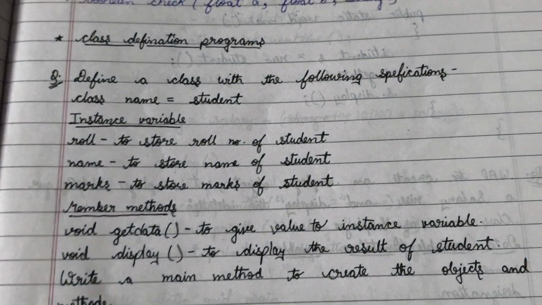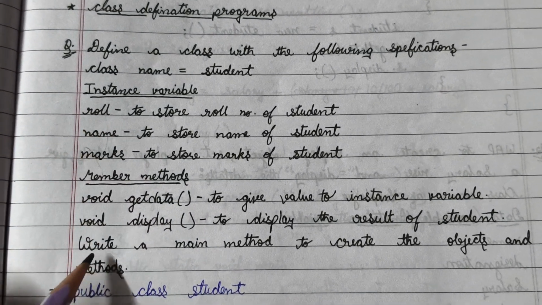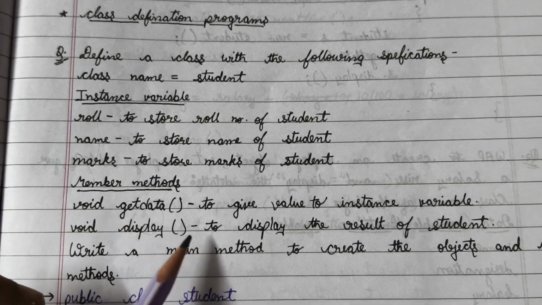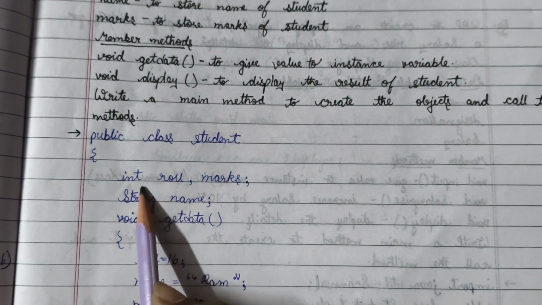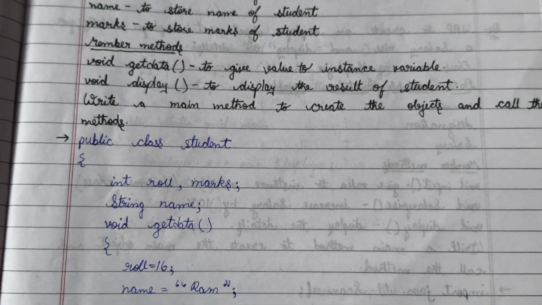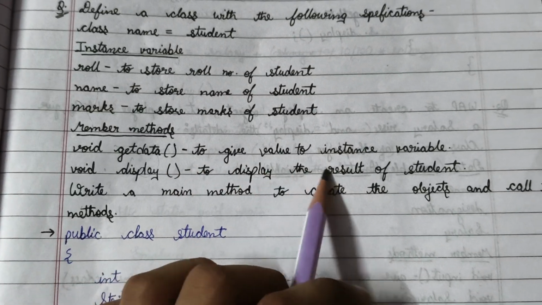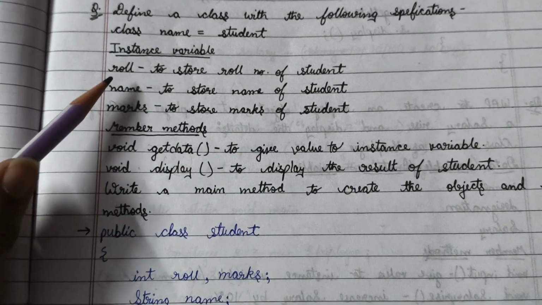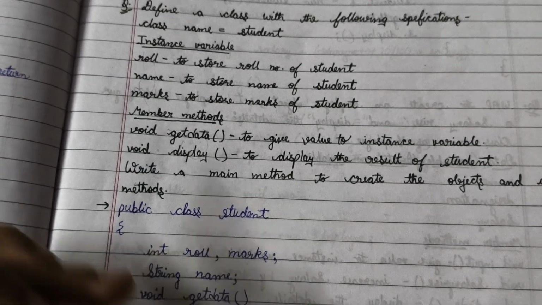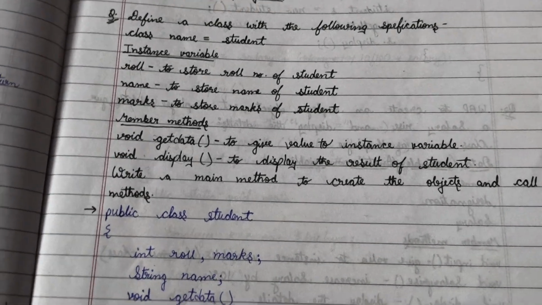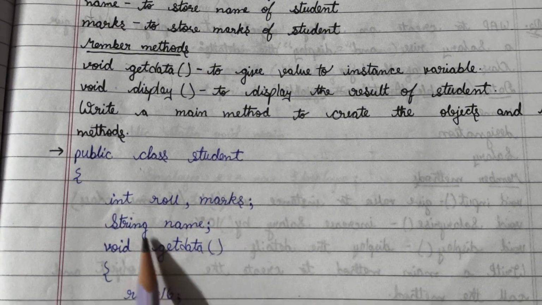In the exam we will get a question in this format: first we get the instance variables, then the member methods, and then we have to call these two methods in the main method. Here is the best example: first we have declared the instance variables int roll, marks, and so on. Now void getdata is our first member method, which gives values to the instance variables. Now we have displayed the instance variables. Instance variables are basically the non-static variables which are declared outside any method, but inside the class. So first we made the class and declared the instance variables.